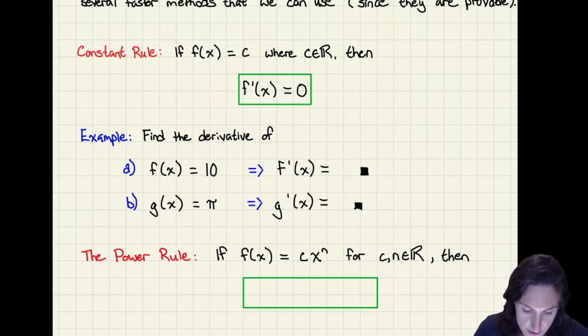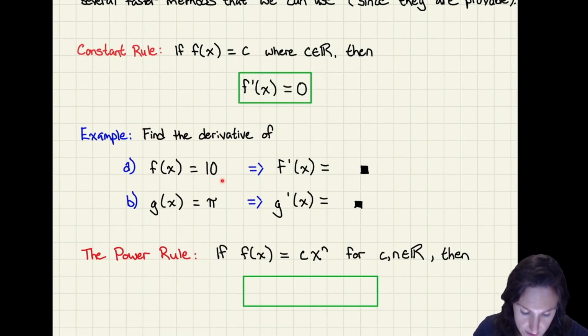So let's say, for instance, we had f of x is equal to 10. Well, if we take the derivative, because 10 is a constant, we have 0. If we were to have pi, for example, again, this is just a constant, a number with infinitely many decimal places, so this is also going to be equal to 0.